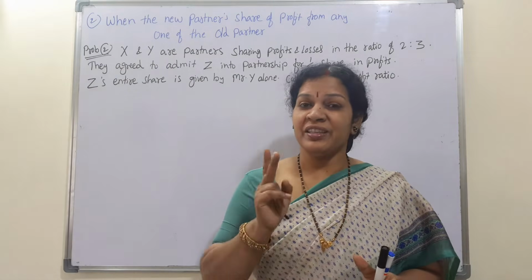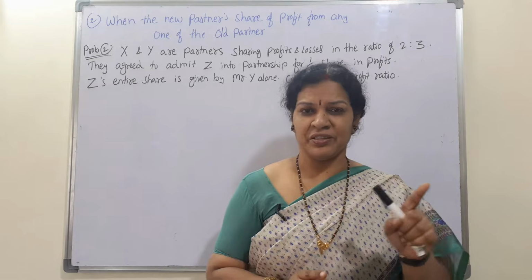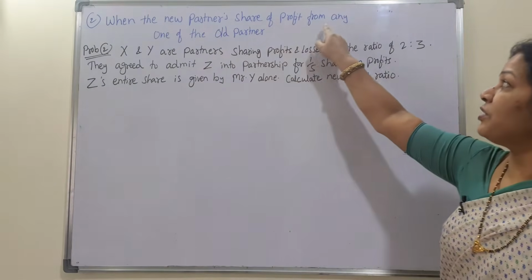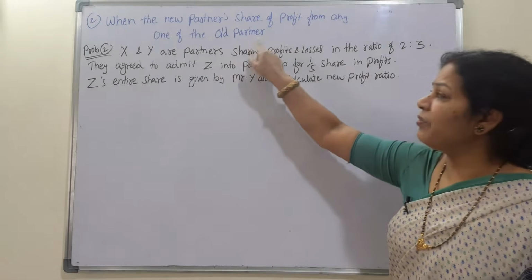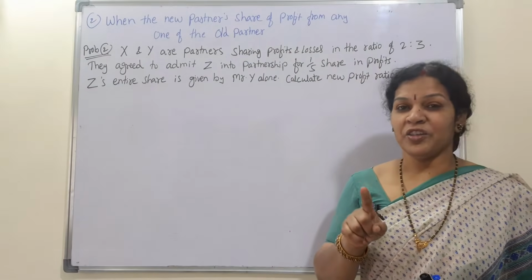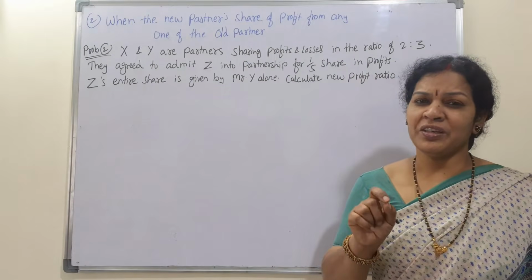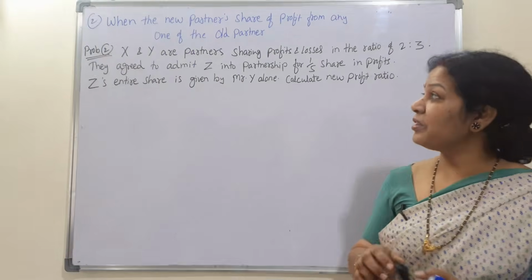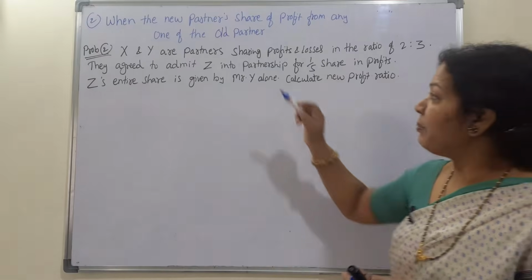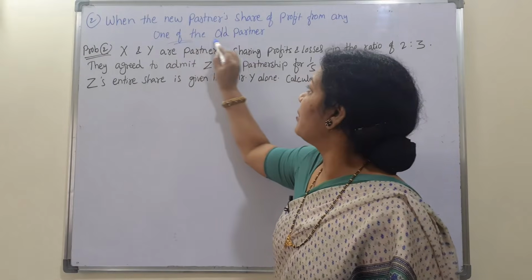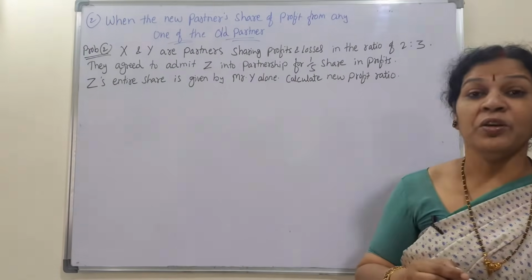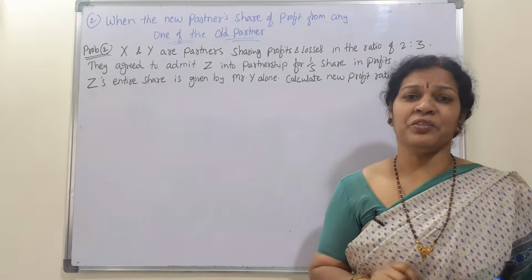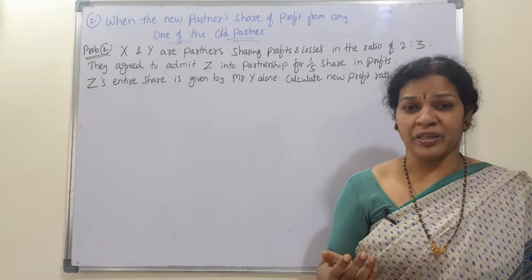Today we will see the second case. First case is over. What is the second case? When the new partner gets a share of profit from any one of the old partners. The new partner will always be given a profit share, and that is going to be given by any one of the old partners, not all partners. Only one partner is going to share. Then how to calculate that?